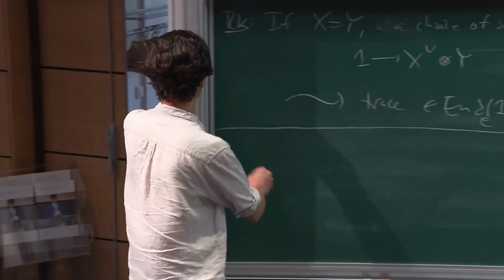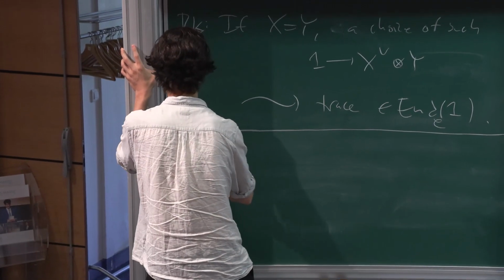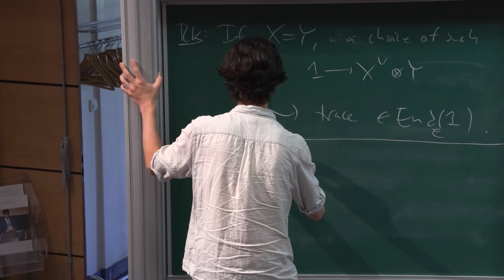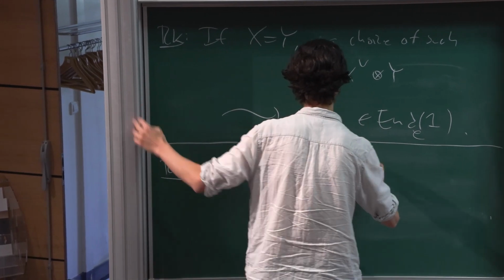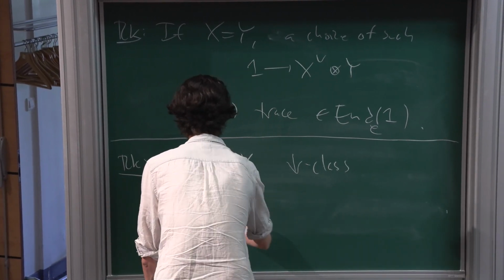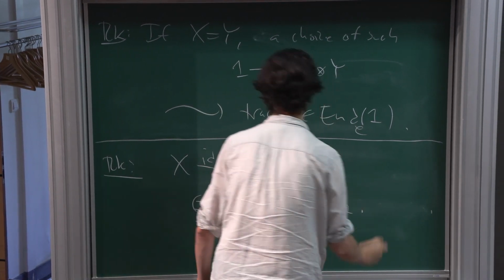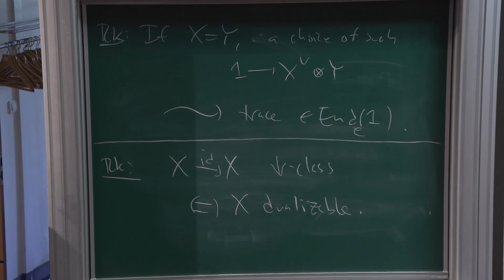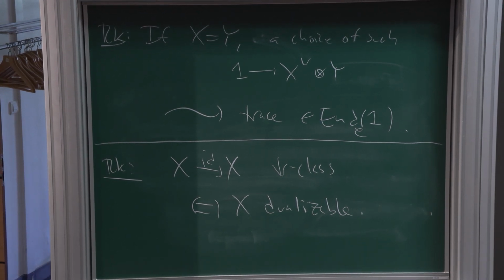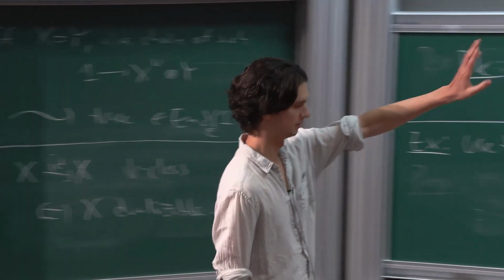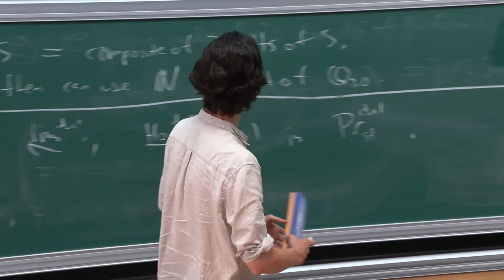And another remark, the identity map from X to X is trace class if and only if X is dualizable, in the strongest possible sense. So that's one justification for this analogy.